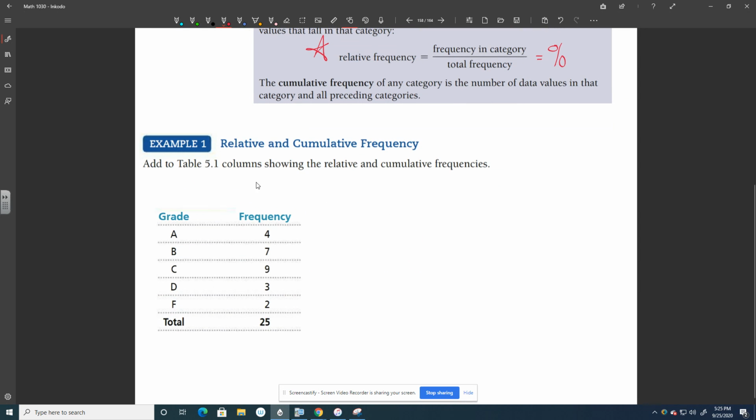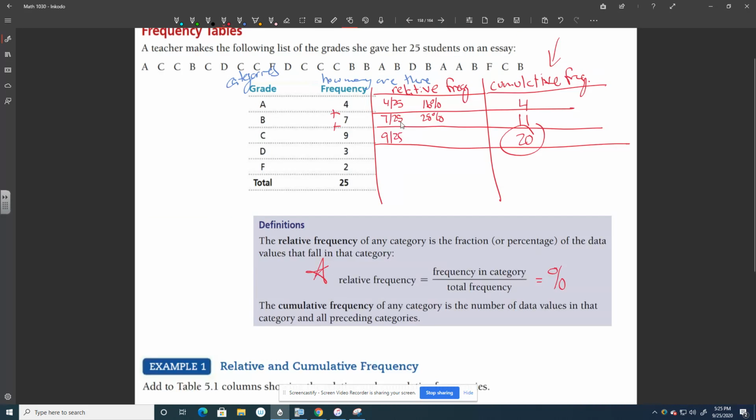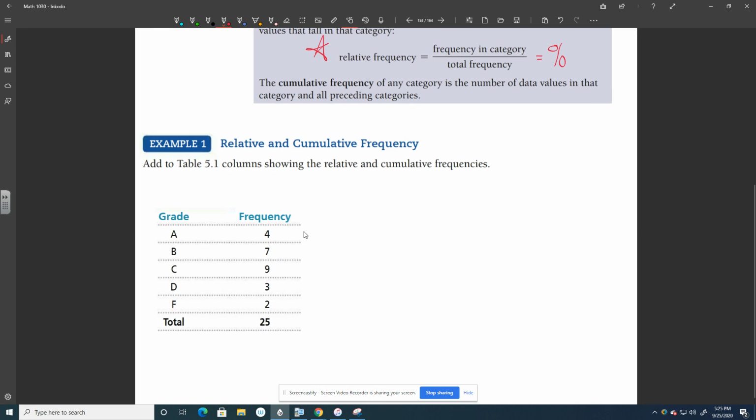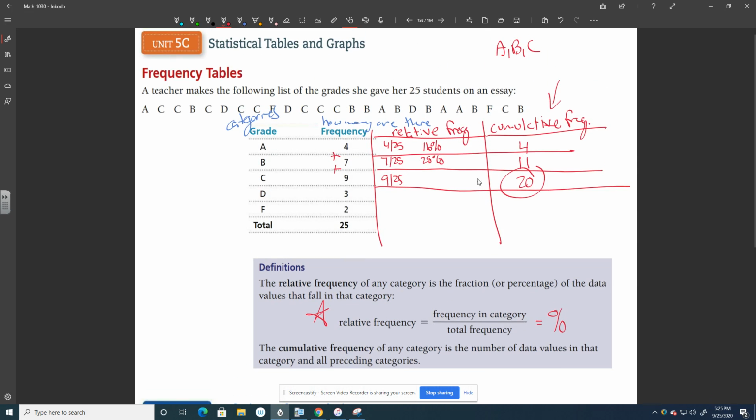Example 1 gives you this same table up here, but it wants you to add the relative frequency and the cumulative frequencies, which I already started doing right here for you. So the relative frequency, you just find the percent of the total. So you take how many out of the total amount, and it gives you a percent.